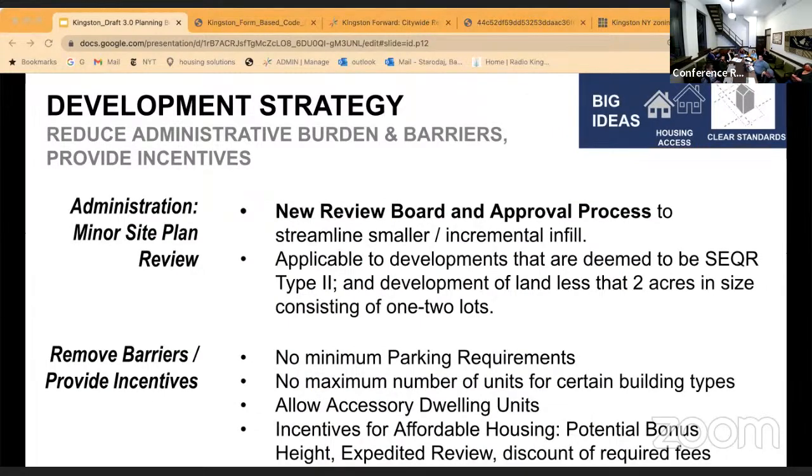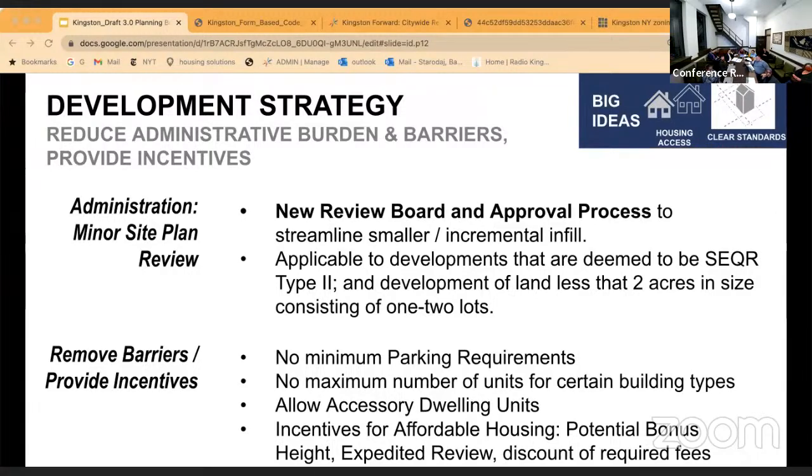I just want to quickly talk about a few other housing incentives that we're providing in terms of removal of barriers, and then also go into the administrative process a little bit. So first, in terms of the administrative process, one key thing to point out is that we are proposing to create a new minor site plan review board, all right? And this would be an approval body for smaller, more incremental projects. And this board would be applicable to developments that are deemed to be SEQR type 2, development of land less than 2 acres in size, consisting of 1 to 2 lots.